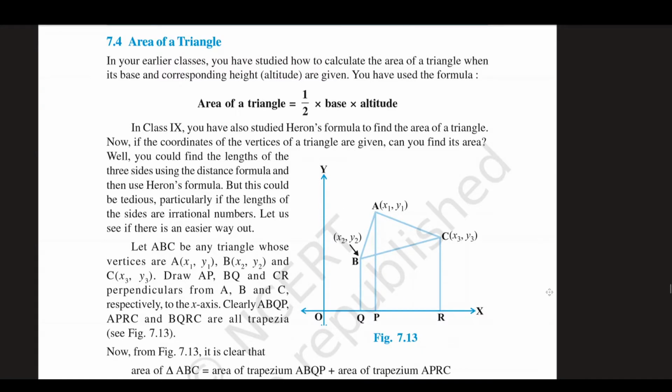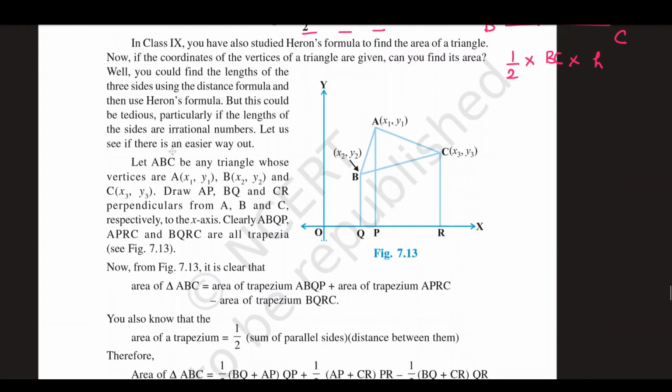Hello, good morning everyone. Today we will be studying the area of a triangle and how we will be calculating it through coordinate geometry. If we have to calculate the area, first we have to look at this formula: the area of a triangle is equal to half into base into altitude, or height, you may call it. So if we have this triangle ABC, its area will be equal to half into BC into height h.